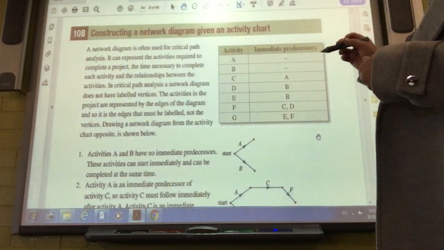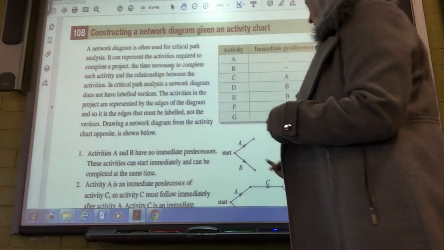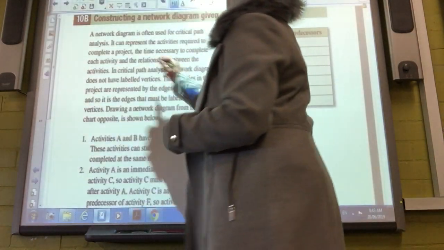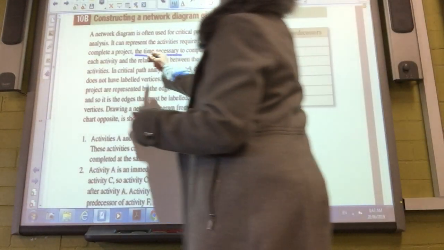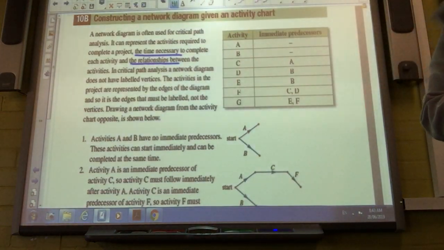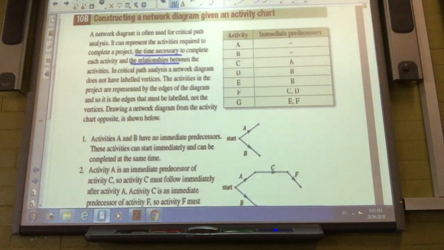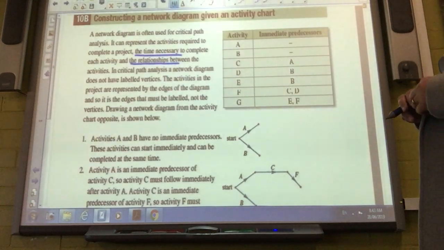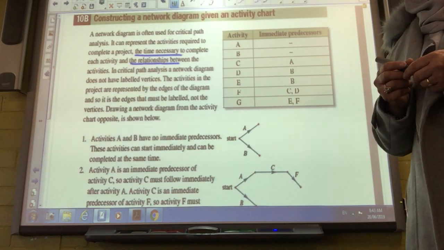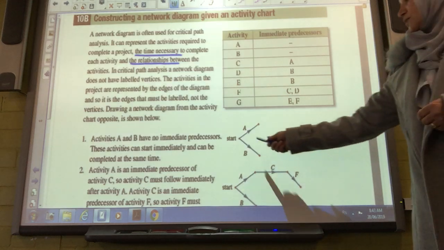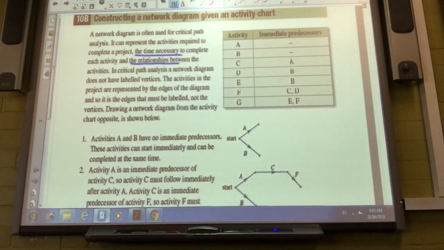Here, the time necessary to complete the job, each activity, and the relation between each activity. These are the two key points that you need to consider. In critical path analysis, a network diagram does not have labeled vertices. It is not necessary to label the vertices, but we do sometimes. The activities in the project are represented by edges. So this is what we do, the edges, and it is the edges that must be labeled.